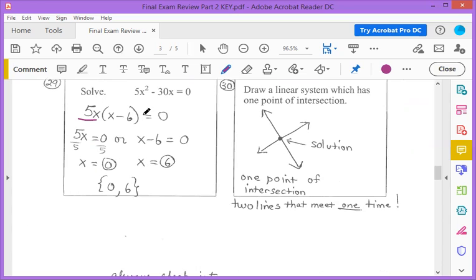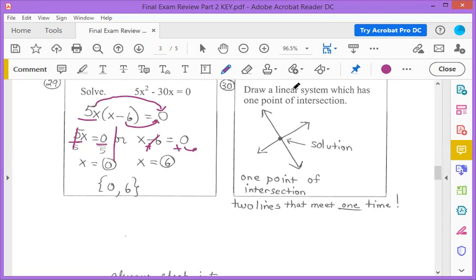Now we have these two factors. We want to set them each equal to 0. So 5x equals 0 or x minus 6 equals 0. And we solve both equations. So 5x equals 0. We want to divide both sides of the equation by 5. That gives us x equals 0. One of our solutions is 0. Or on the right side, we want to add 6 to both sides of the equation, and we get x equals 6. So 0 or 6.